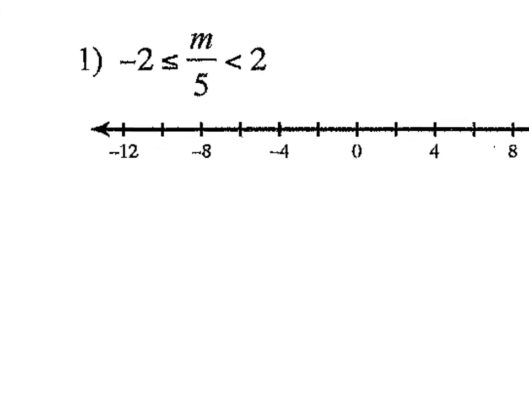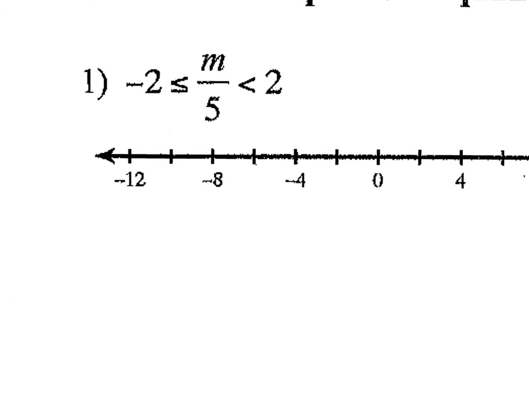All right, so going back, let's look at problem number 1 here. I'm going to go ahead and draw a wall here, just so you make sure what you do to one side, you do to the other. Since this says divide by 5, I'm going to multiply by 5 and get that to cancel. Now I'm going to do that to my 2 outside parts. So I have negative 10 less than or equal to m less than 10.